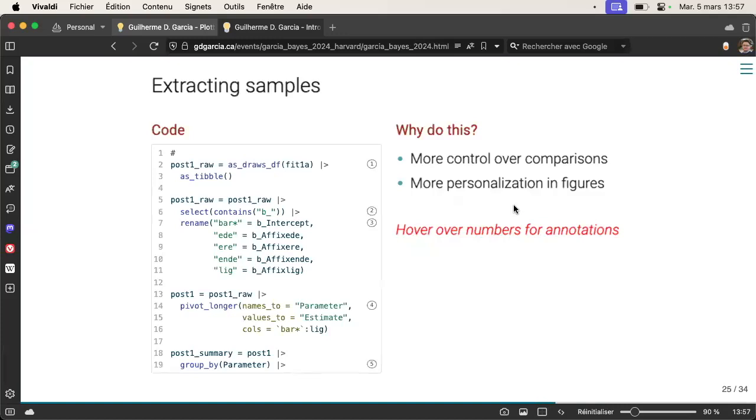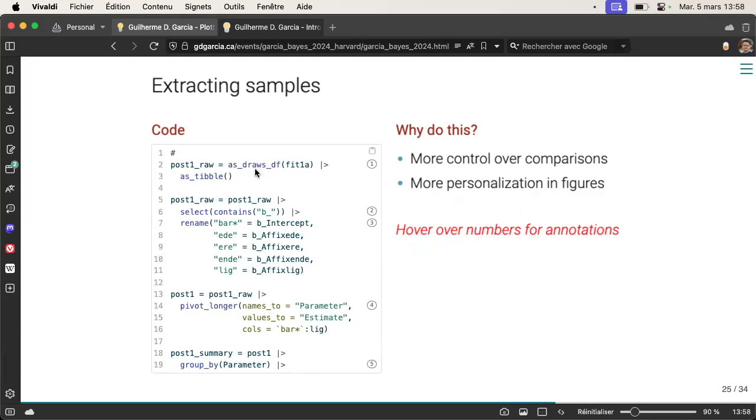And the reason why we would want to do that is that it gives us all the control to make any comparisons we want. So if everything is a distribution, we can subtract distributions from distributions, and we end up with the distribution that represents the comparison. So we can do whatever we want with the posterior distribution. It's a little more manual, but at the same time, it gives us all the control that we want to extract our samples.